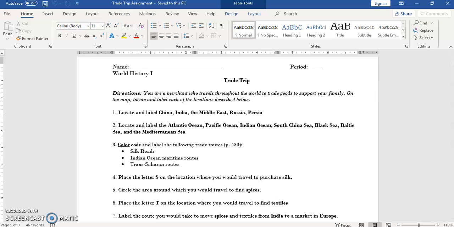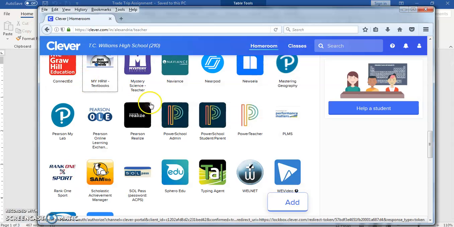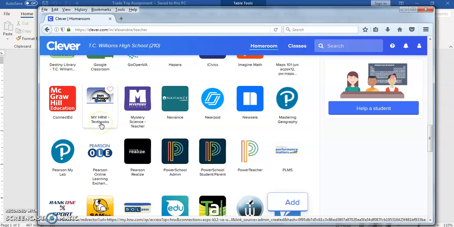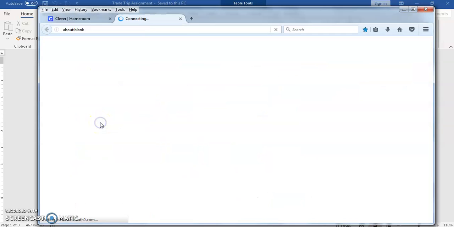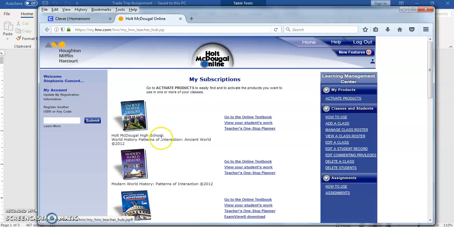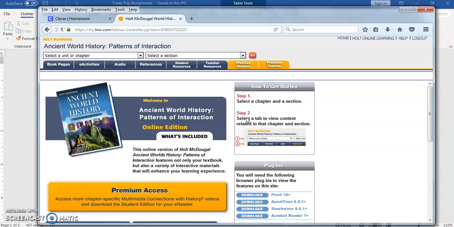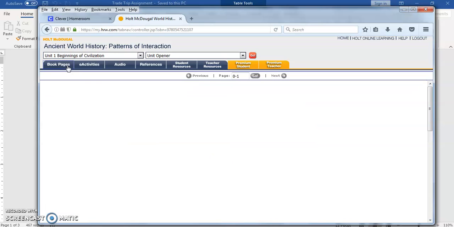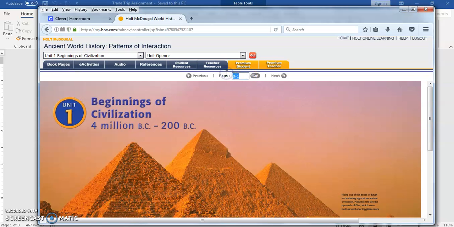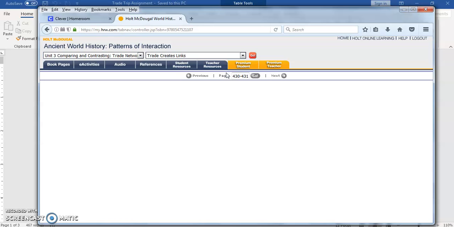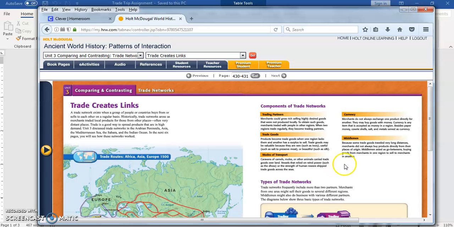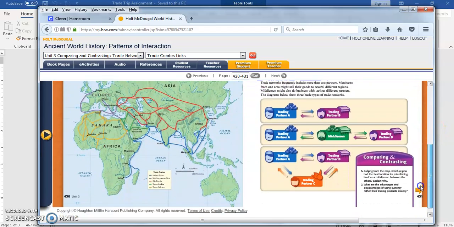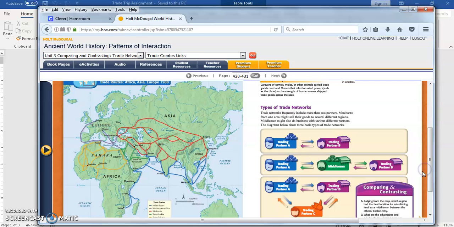So to get to the textbook, if you go to Clever and click on My HRW Textbooks, and then the Ancient World History textbook is ours, so click Go to the online textbook. Then this screen will appear, and if you click Book Pages, you can type in the page number that you need. In this case, we're going to use page 430, so it will take you right there. So there it is. You can use this to locate and label the trade routes that are all right there.